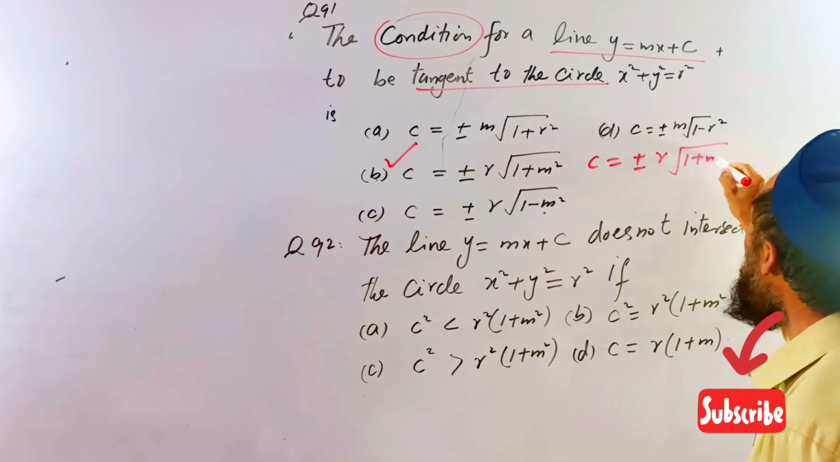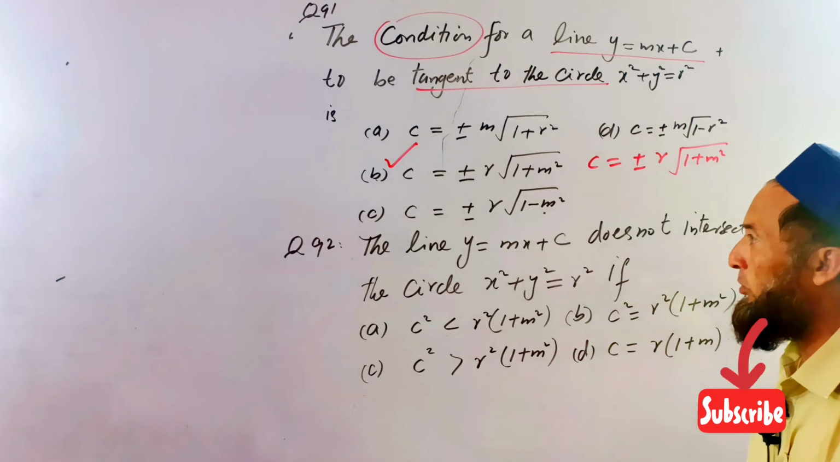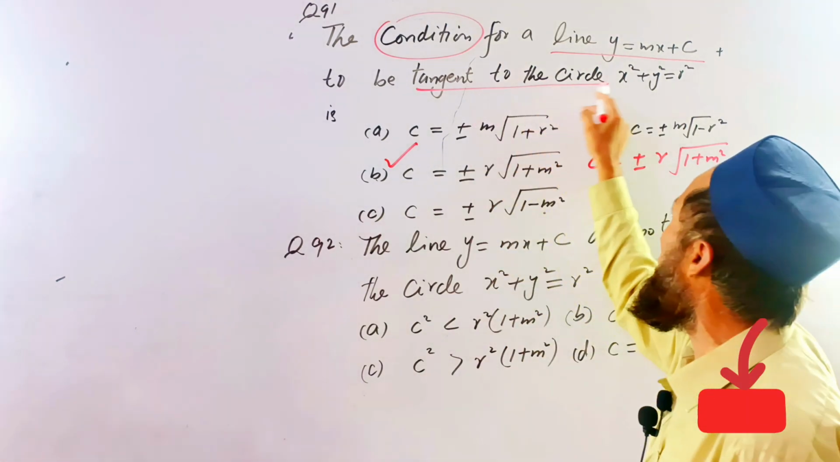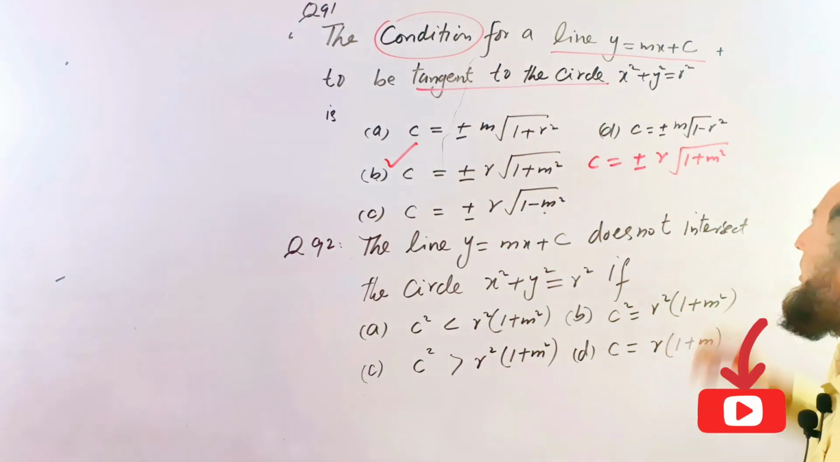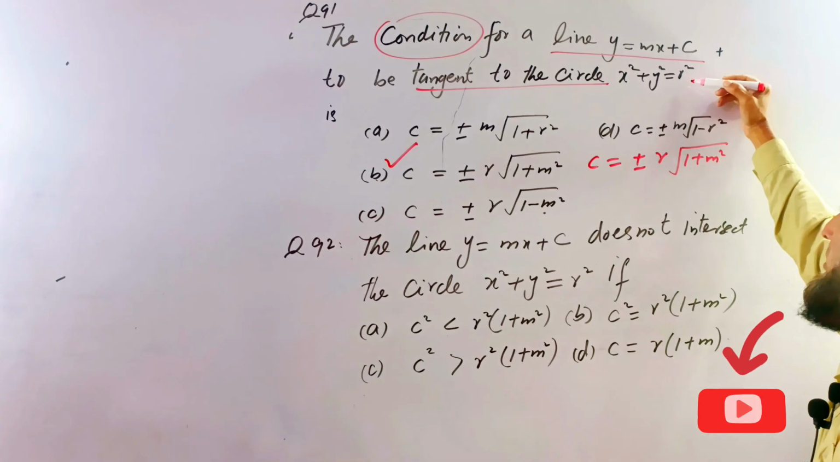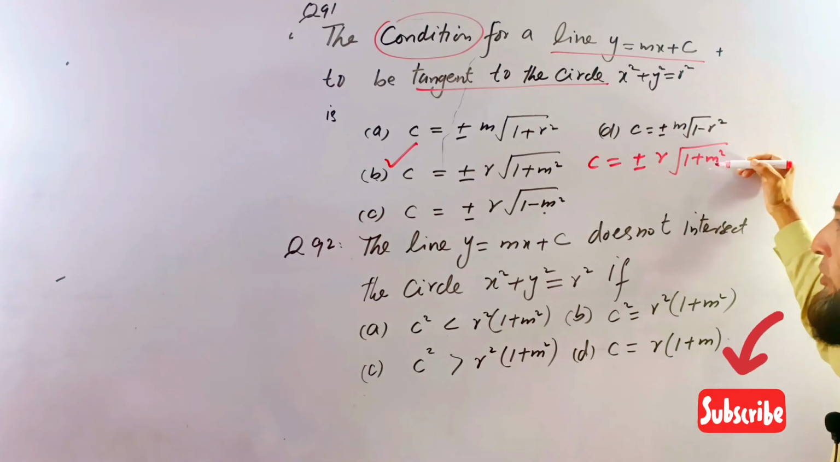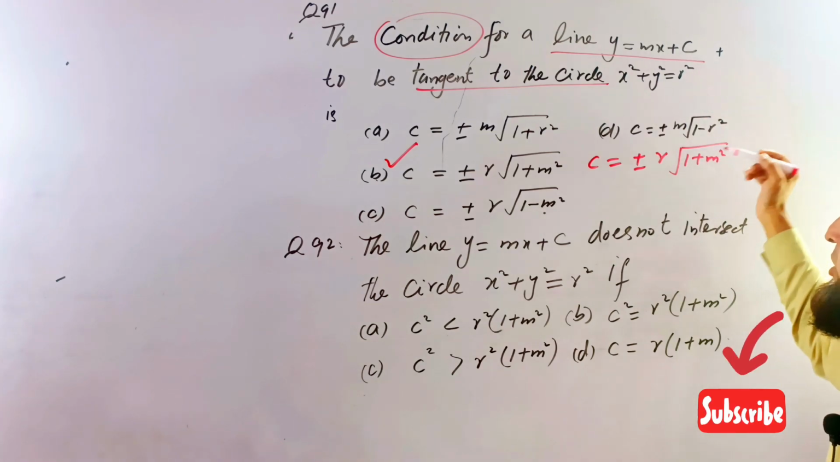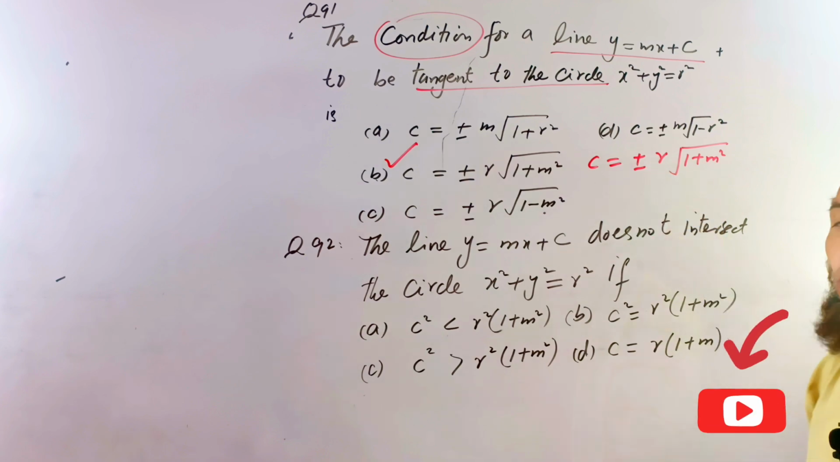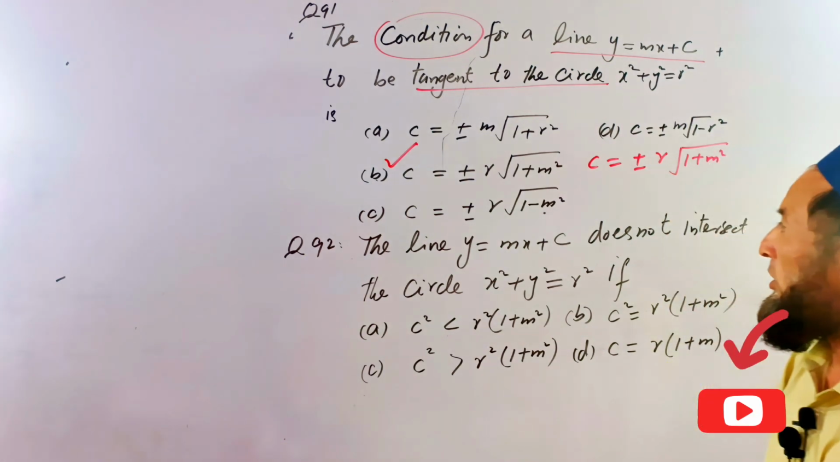We are using this formula for the condition of the tangent to the circle x square plus y square is equal to r square. r is the radius, m is the slope. So we are using the condition c equal to plus minus r under root 1 plus m square.